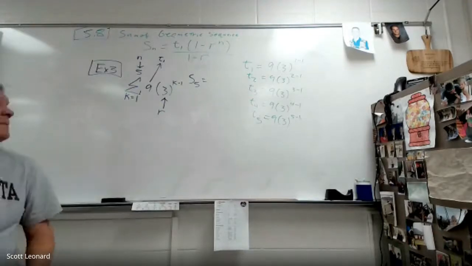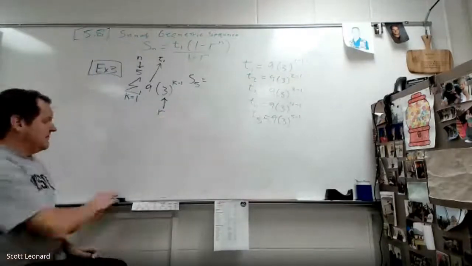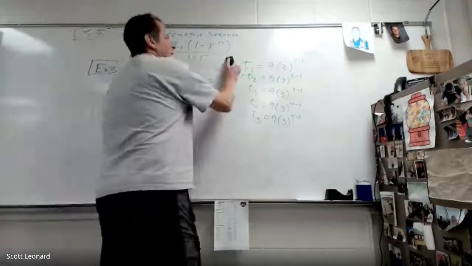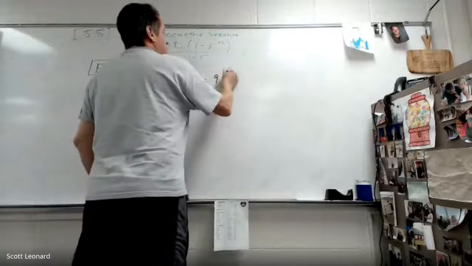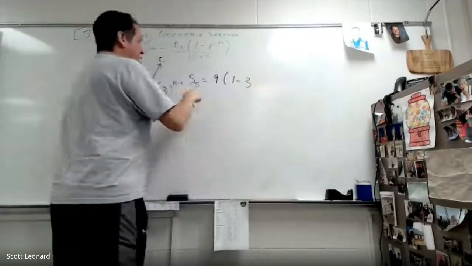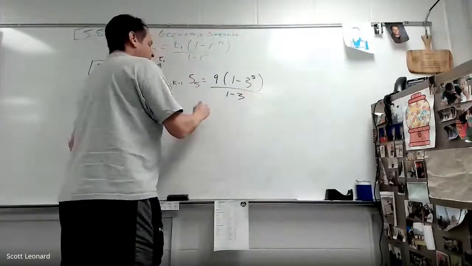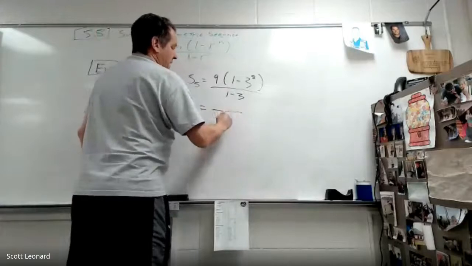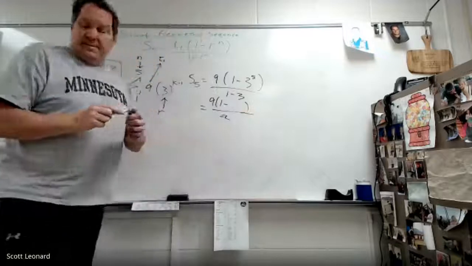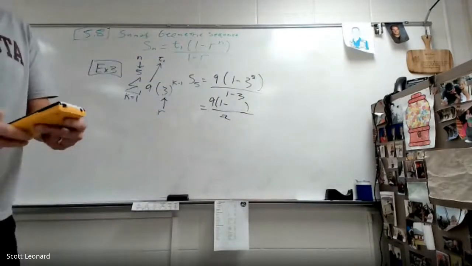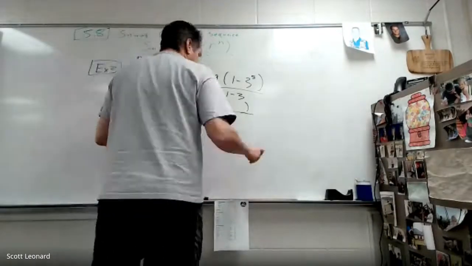All right, let's see how we did on this one. Okay, once again, everything you have is in here. You don't have to do that stuff over there. So we'll plug it in. 9 is our first term. 1 minus 3 to the 5th power, all over 1 minus 3. We'll get -2 in the bottom again, right? 1 minus, now 3 to the 5th power. If I use my calculator, 3 to the 5th, we'll get 243.